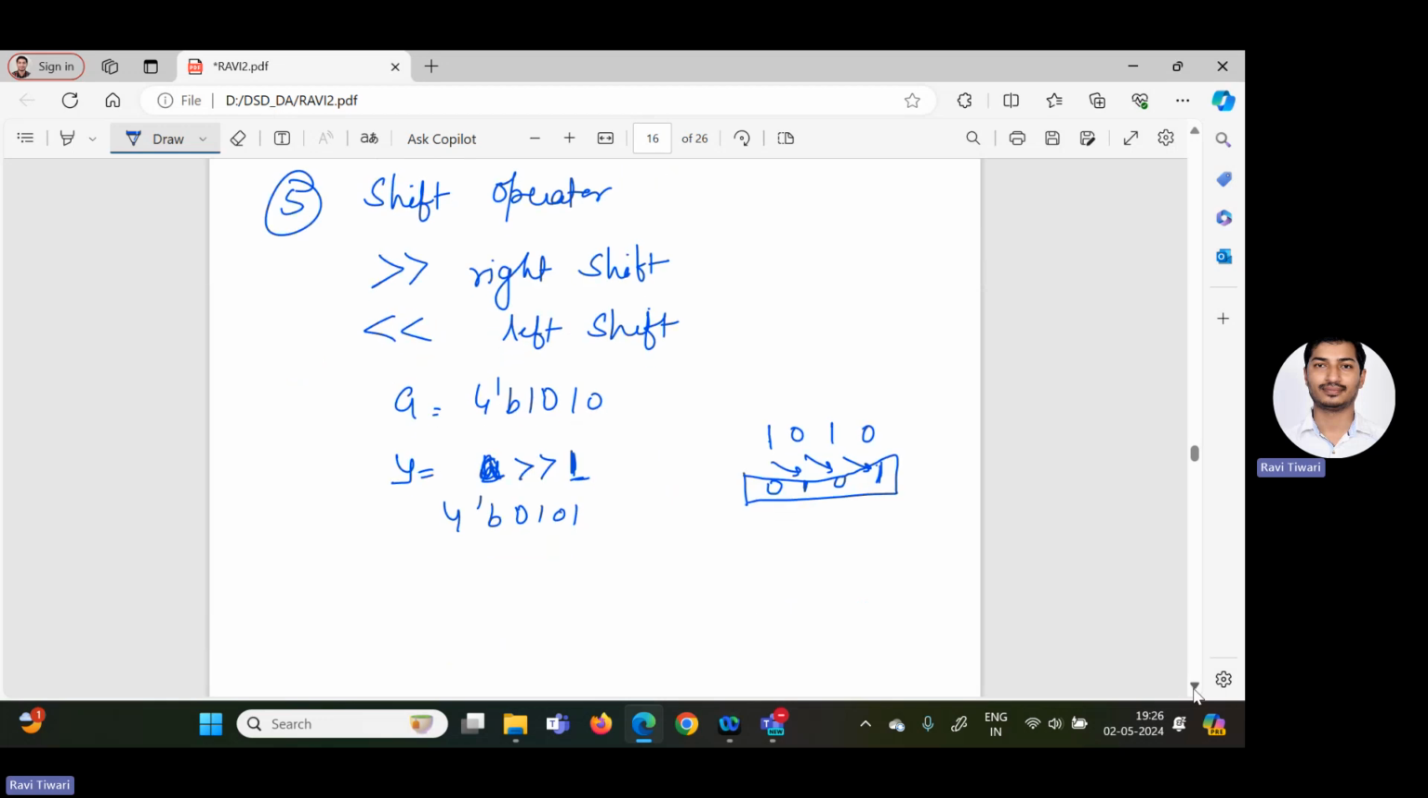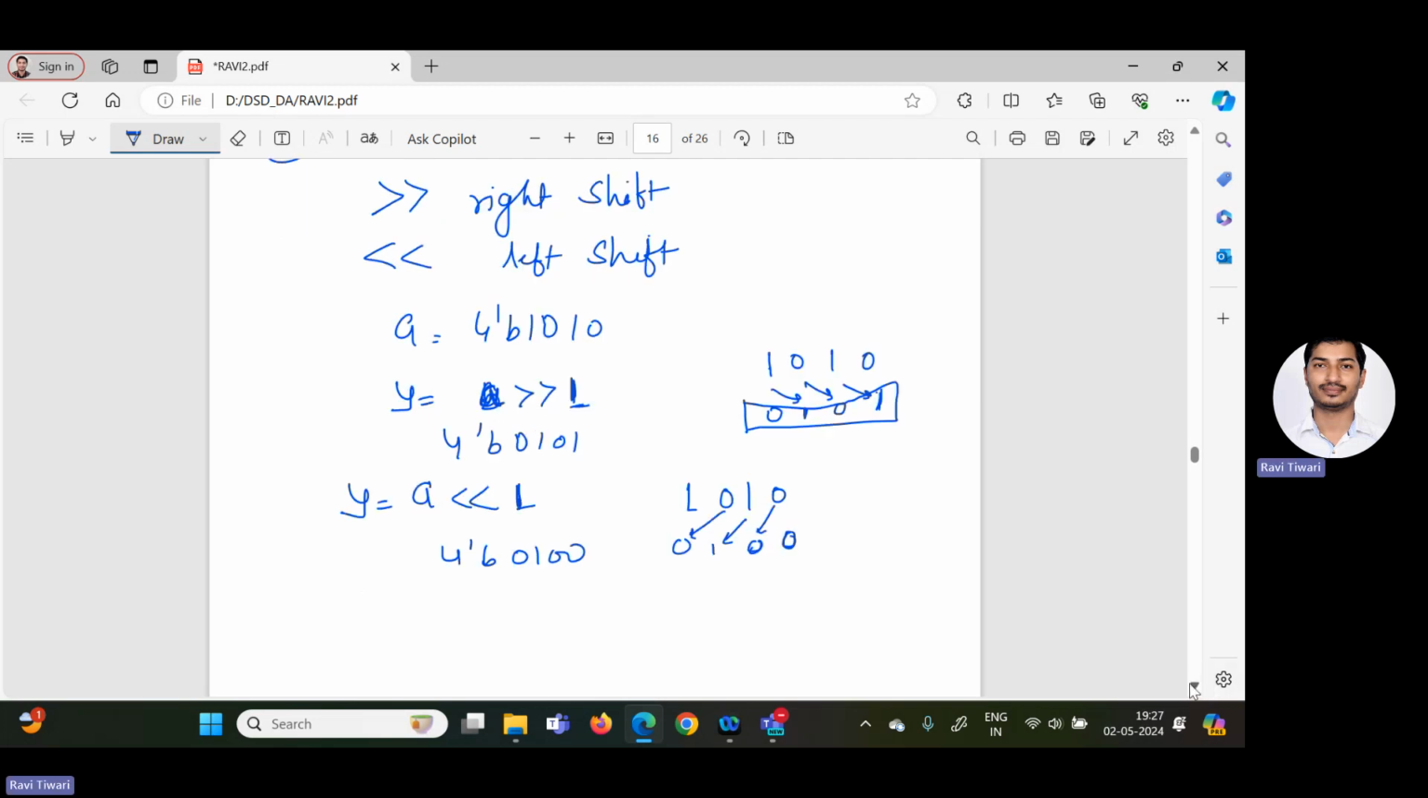Now for the same question, if I write Y is equal to A, this sign left shift by 1 unit. So what do we have to do? First write down A here, 1010. Now move to the left side. So here it is 0, here it is 1, here it is 0, and here you pad 0. So the answer will be 4'b0100.